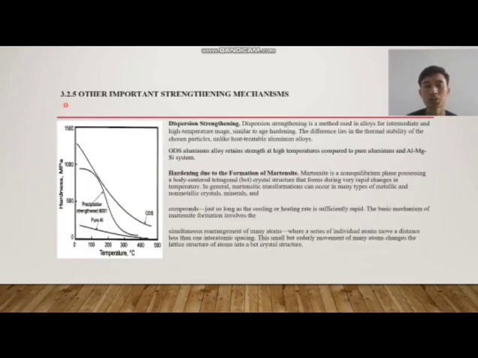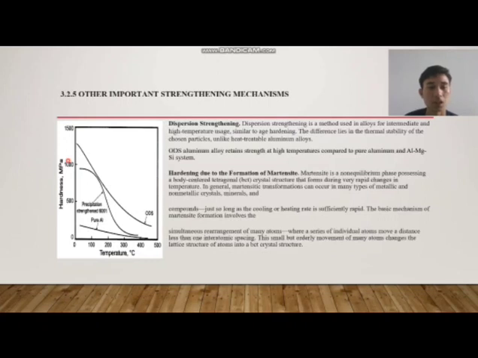3.2.5 Other important strengthening mechanisms. Dispersion strengthening. Dispersion strengthening is a method used in alloys for intermediate and high temperature use. Similar to age hardening, the difference lies in the thermal stability of the chosen particles. Unlike heat-treatable aluminum alloys, ODS aluminum alloy retains strength at high temperatures compared to pure aluminum and aluminum, magnesium, and Si system.